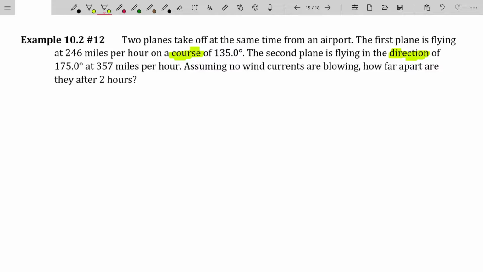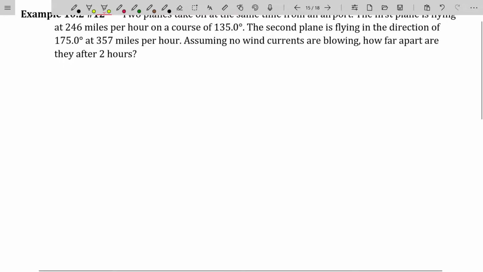Now, the idea of wind currents blowing is going to come into play in a future video. We'll start talking about vectors and how a wind vector will push a plane into what we call a resultant vector. But for now, we're just going to keep things simple and say the direction they were aiming for is the direction that they're actually going. So their true course and their intended course are the same. So let's see. We have a plane that's flying at 246 miles per hour on a course of 135. And both planes, by the way, start at the same point.